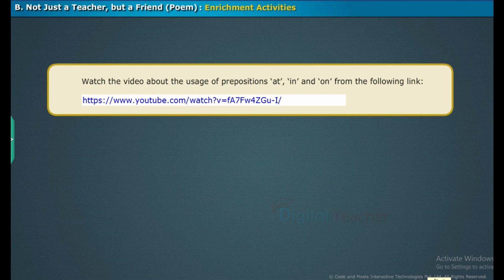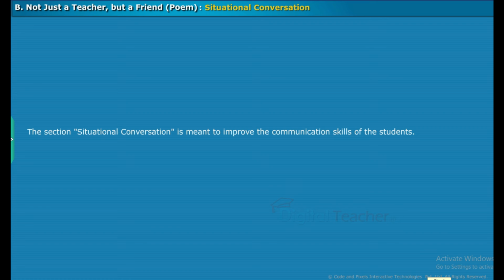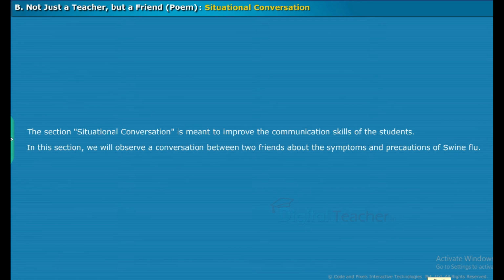Enrichment activities. As a part of enrichment activities, situational conversation. The section Situational Conversation is meant to improve the communication skills of the students. In this section, we will observe a conversation between two friends about the symptoms and precautions of swine flu.